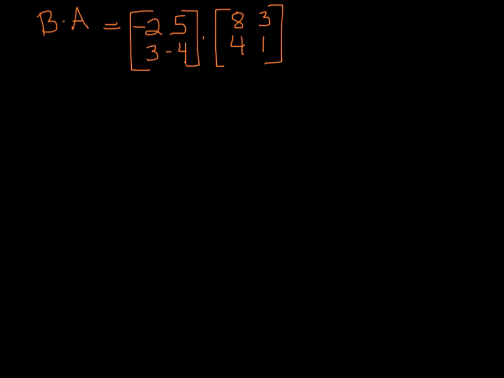This time we're going to do B times A, and I'm going to do it faster than I did the one before. I'm going to multiply across and down. So I've got negative 2 times 8 is negative 16, plus 5 times 4 is 20. So 20 minus 16 is 4.